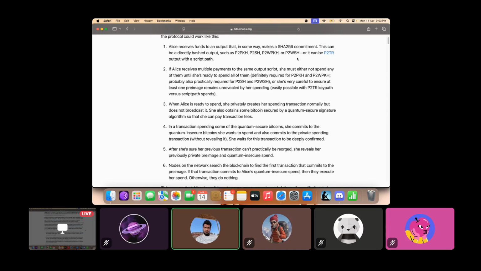So Alice will create the transaction, she'll not spend it, she'll not broadcast it, she'll just create the transaction. Then she'll create a new, completely separate transaction, which will have a nominal amount of Bitcoin associated with a quantum resistant address. In that address, she will put the digest of a pre-image. She'll put the hash outcome of a pre-image. Once that quantum resistant Bitcoin gets mined, then she will broadcast the transaction associated with the quantum vulnerable address, and in that she'll reveal the pre-image.